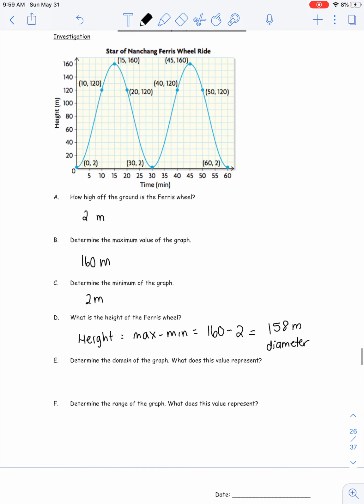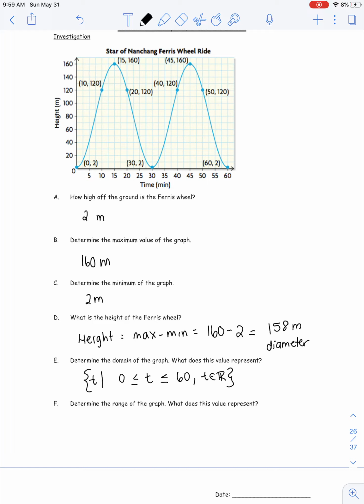Our domain is always looking at the x value. So if you look, our graph starts at time 0. So we would say t for time, where t is greater than or equal to 0, but less than or equal to 60, and t is a real number. The graph does continue after that, but this is all that we can see. So we'll just use that.